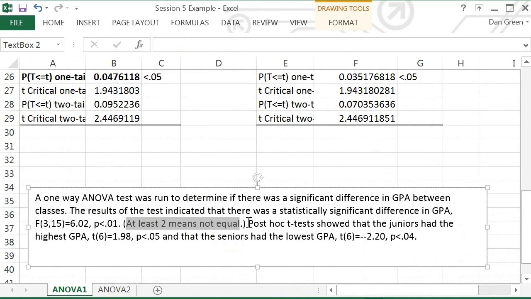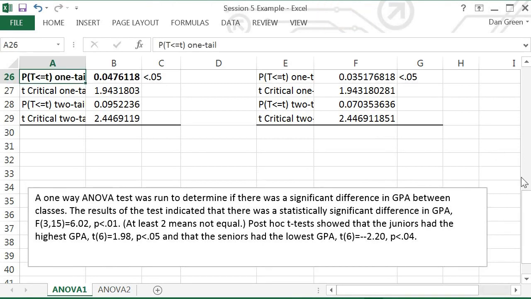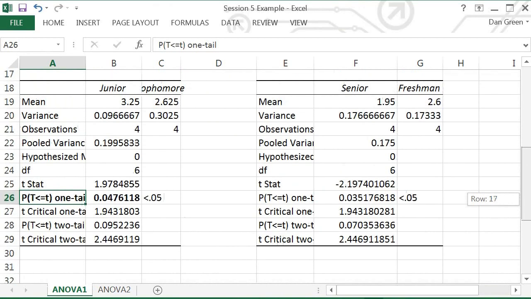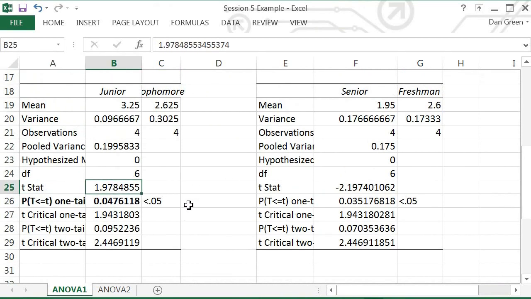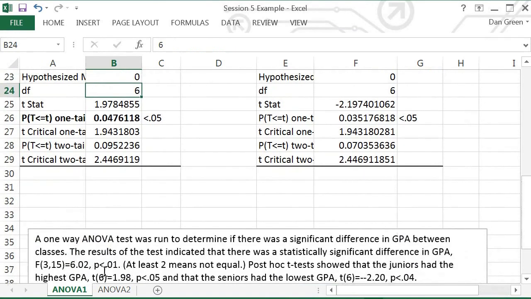And then we perform what are called post hoc t-tests. We wanted to see how they differ. And they showed that the juniors had the highest GPA. We want to list the t statistic and the p-value. That was right here in this first t-table. Our t-value was 1.98 there. Our degrees of freedom were 6. So that is this 6 and this 1.98. Our p-value was 0.047, so you'd say p less than 0.05 or 0.048. That's pretty close to 0.05.